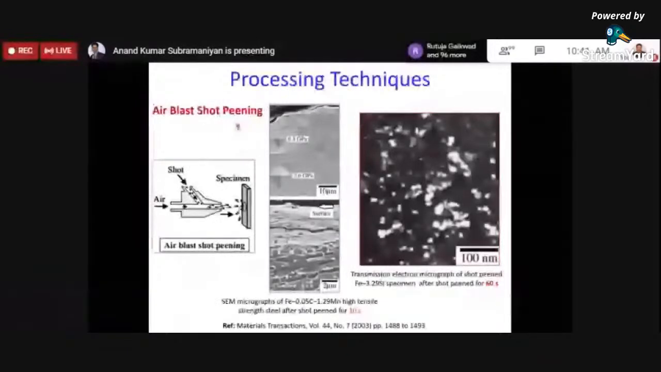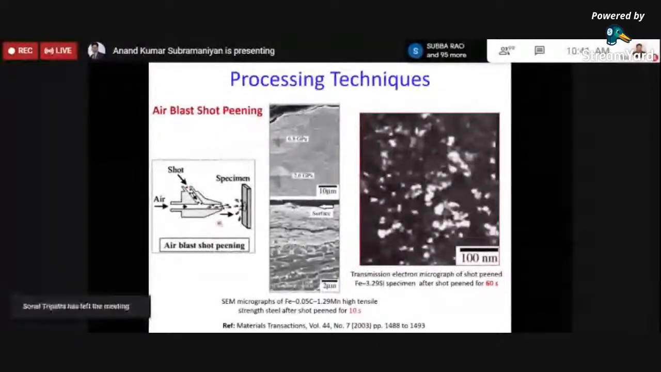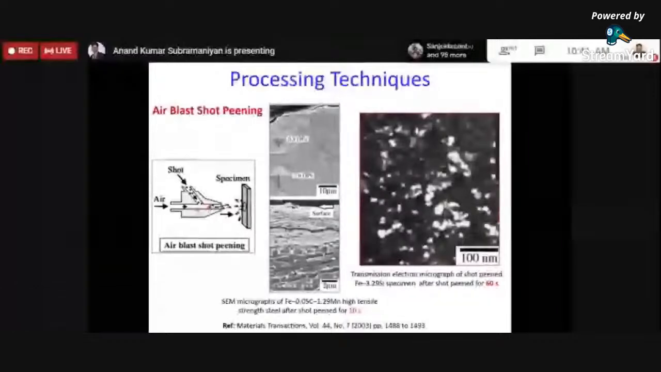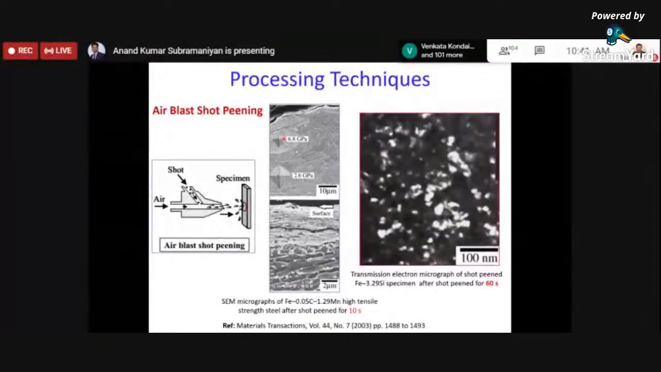Okay. And the other technique is air blast shot peening, or just the shot peening process, which we are aware of. In shot peening we employ very tiny steel balls, which are propelled through compressed air with a predefined velocity and impact the surface of the material. Thereby severe plastic deformation happens, and you will see that grain refinement takes place. This is just to give you a quick characterization result of this process, the shot peened sample.